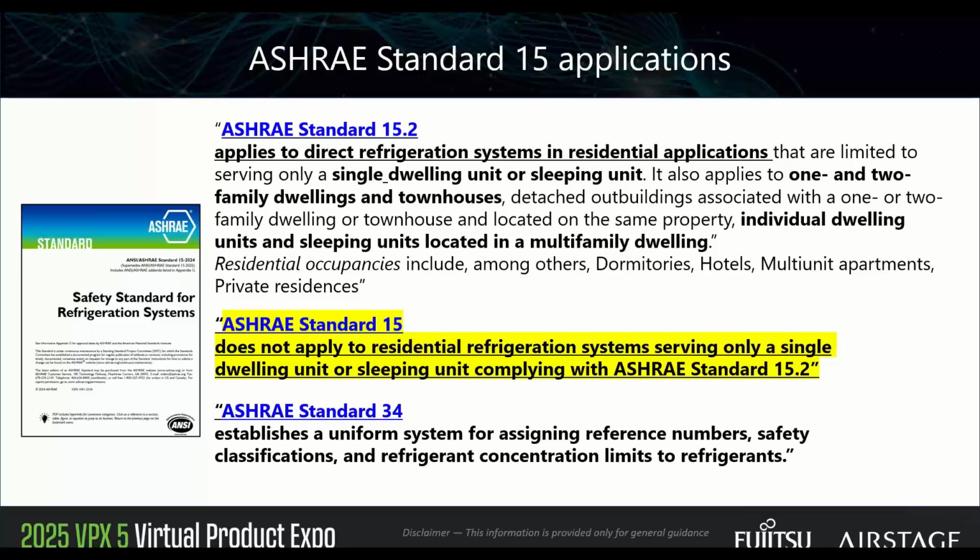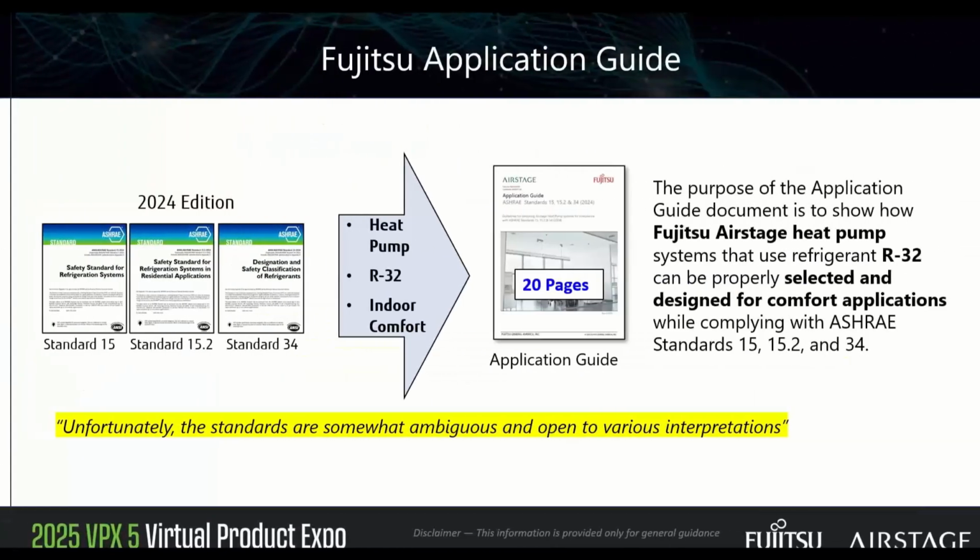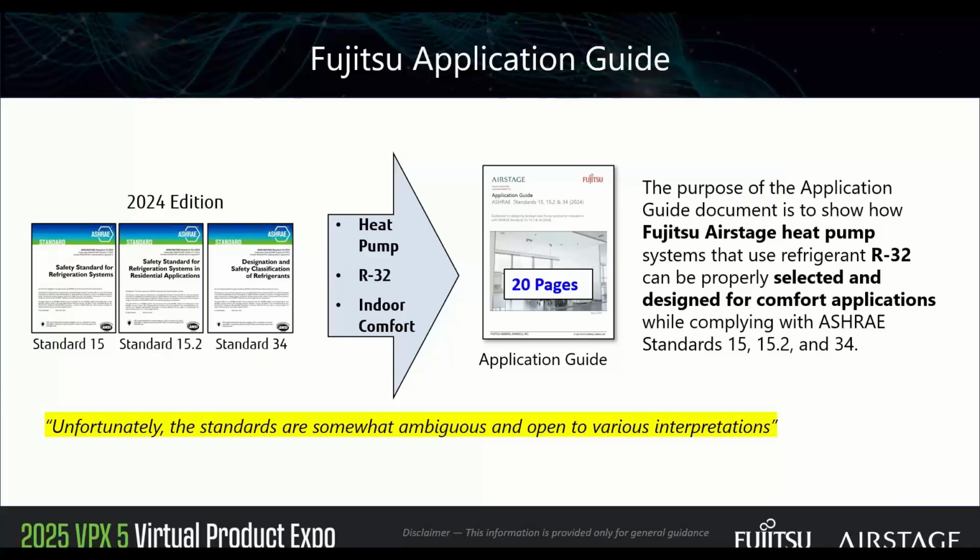Standard 34 is basically a list or a classification of all these refrigerants. On the next slide, we have a summary of all these. There is an application guide we put out. It's 20 pages, and it summarizes those 200-something pages of those standards, which can be done because we focus on heat pumps, on R32, and indoor comfort. We don't do chillers, we don't do rooftops. That's what we do. And then we can clean up and delete a lot of information and put it in a document. So that document is available on Access. I'm going to give you the QR code for that document a little later.